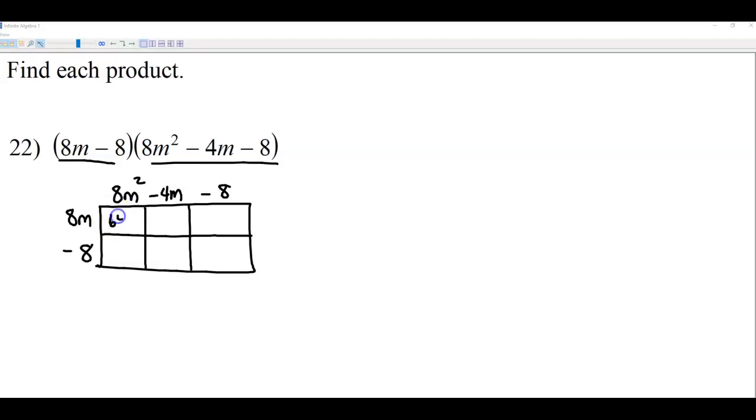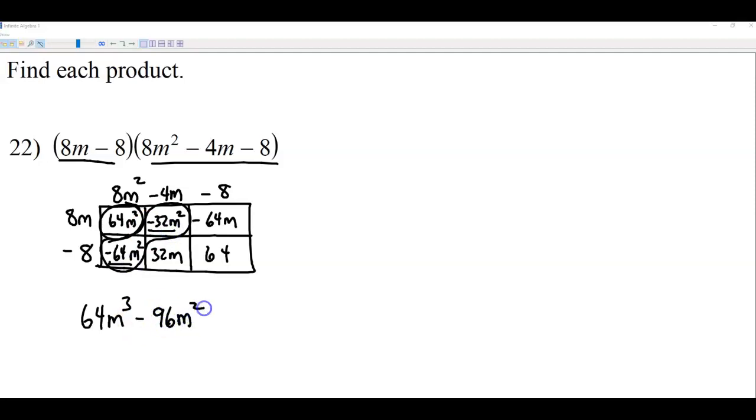So this would be 64 m to the third, negative 32 m squared, negative 64 m, followed by negative 64 m squared, 32 m, and positive 64. So I have a 64 m to the third power. Notice that on this diagonal I've got like terms, so I can combine those. They're both an m squared. So negative 64 and negative 32 would be negative 96 m squared.